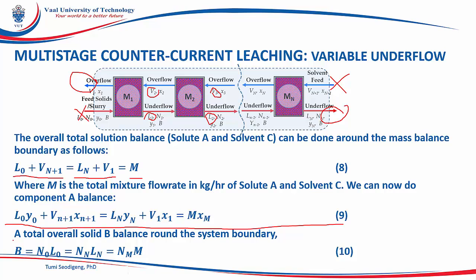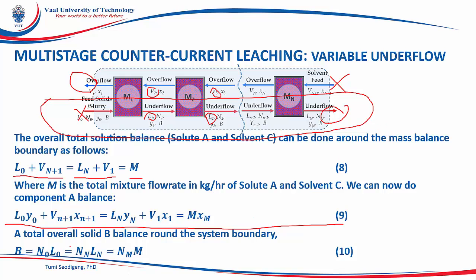Furthermore, we can do the total overall solid balance. Now we will look at the solid balance around the system boundary, and we know that the solid flow is only in the underflow, so we'll only be looking at the input and the output of the underflow.